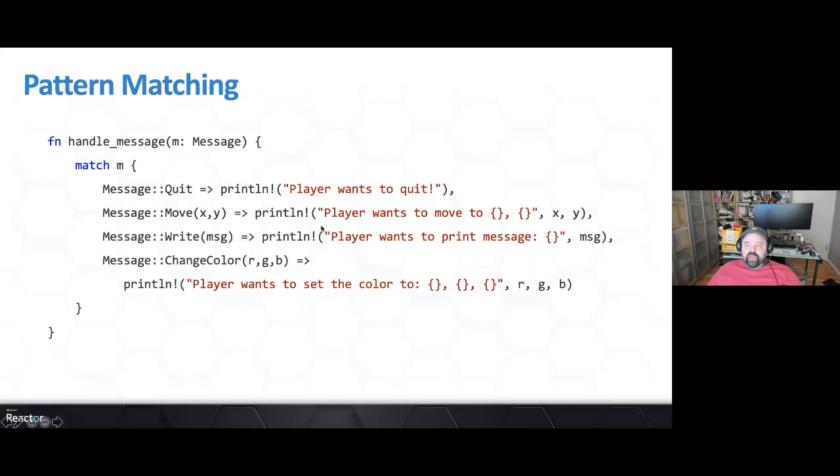So once we introduce X and Y as two possible values that could be used here, then I can refer to them on the right side of the arrow, and that's a useful way of interrogating the state of the enums in this case. We can do the same thing with message and the RGB colors. So why is this important? Matches are used all over the place. They're used for assignments. They're used as very compact, terse switch statements.